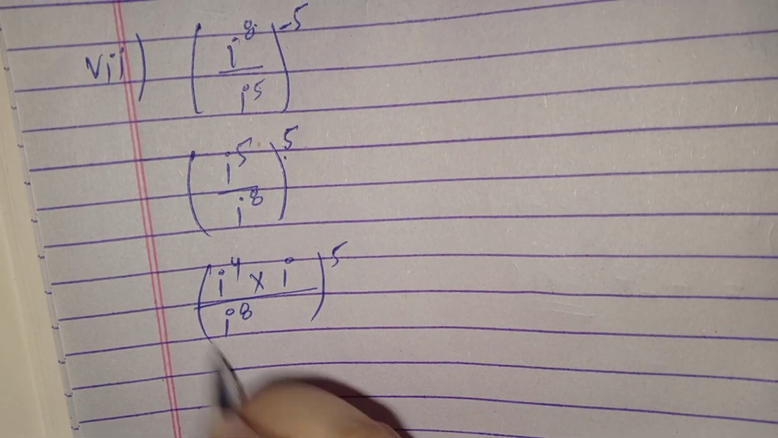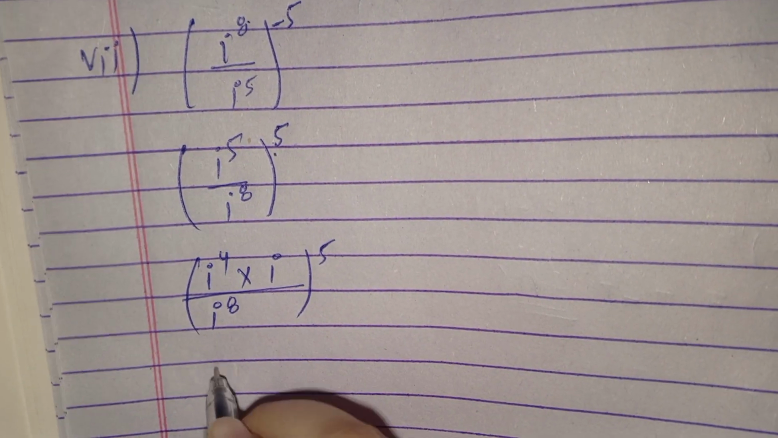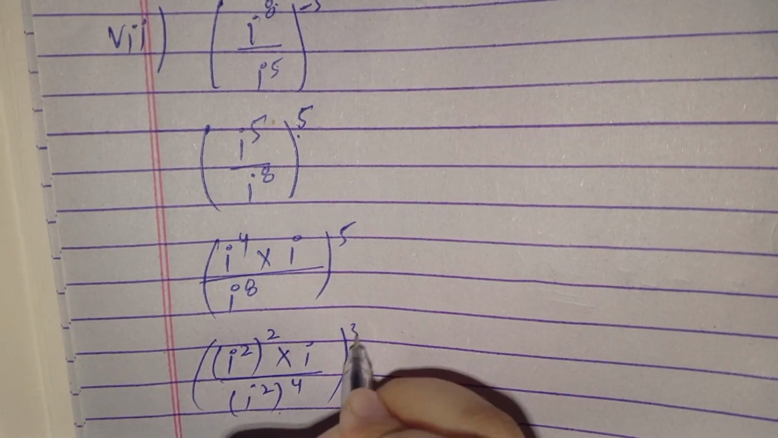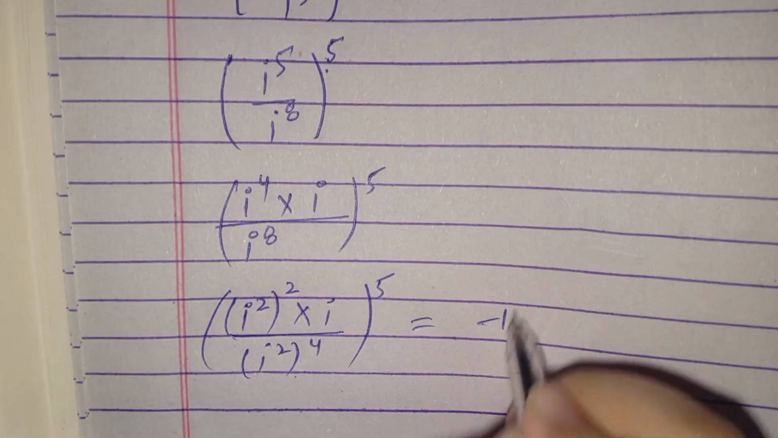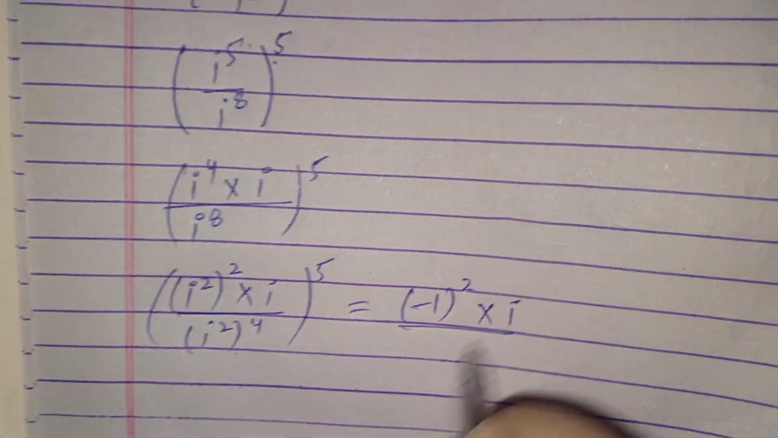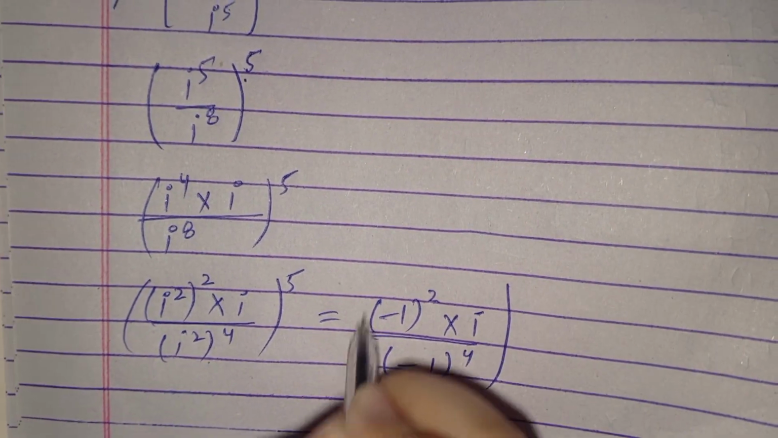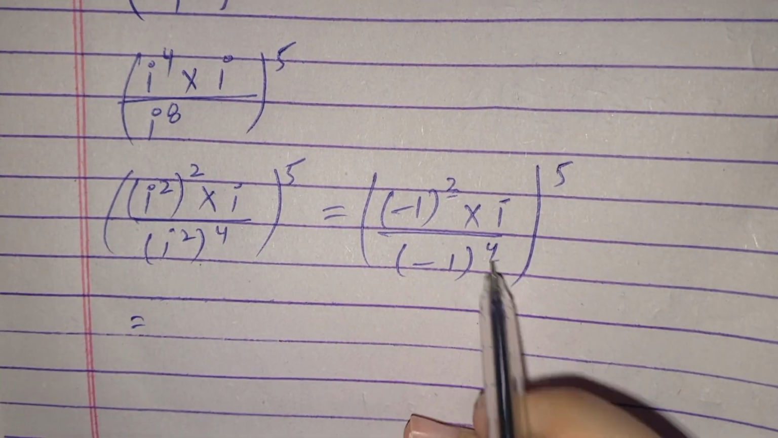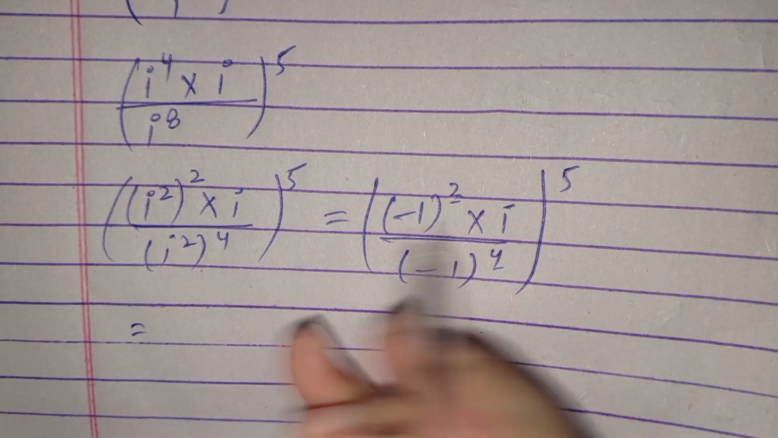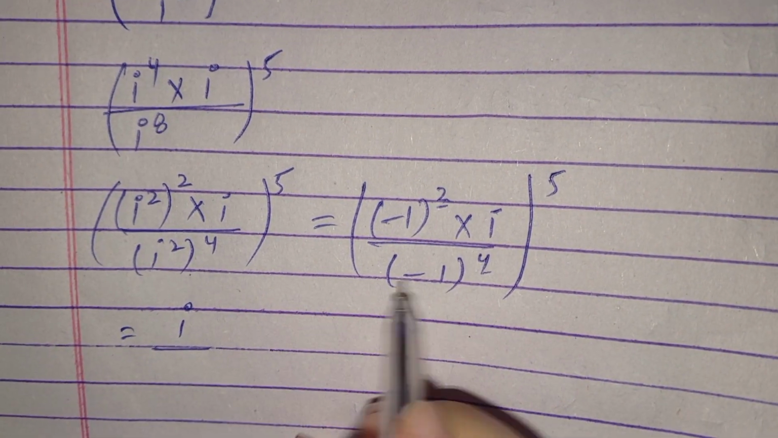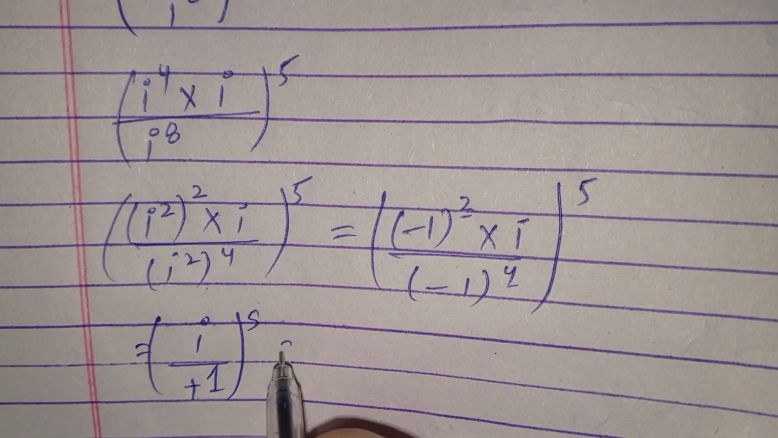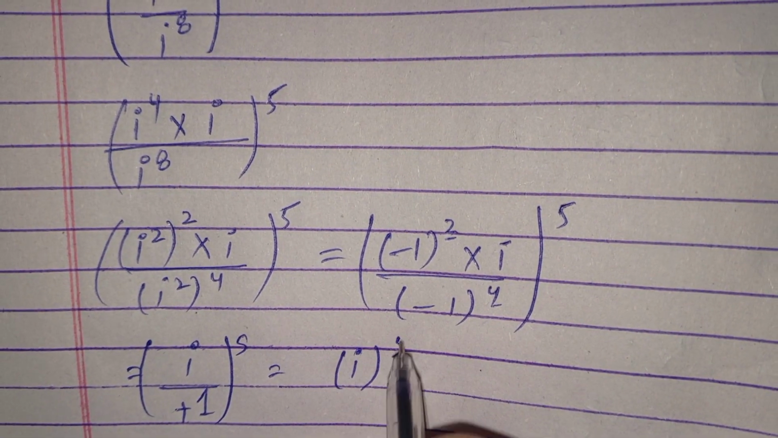Okay. Now in multiples of 2, (i²)² cross i over (i²)⁴, all raised to power 5. Okay. (−1)² cross i over (−1)⁴ raised to power 5. Now we know that 2 is even, 4 is even, so −1 will become positive 1. Here comes i, and (−1)⁴ is plus 1, power 5. We have i raised to power 5.